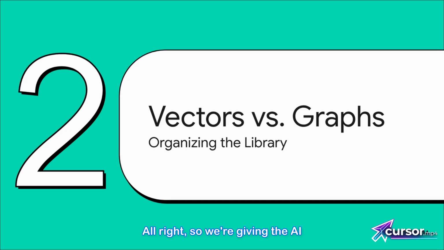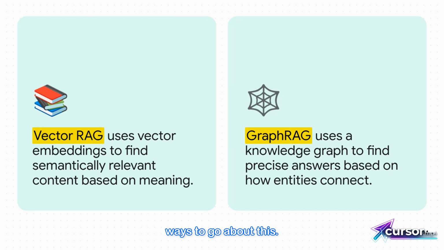All right, so we're giving the AI a library. Cool. But here's the thing. How you organize that library, well, that changes everything. The way you structure that external knowledge base completely dictates what your AI can and can't do. Basically, you've got two main ways to go about this.